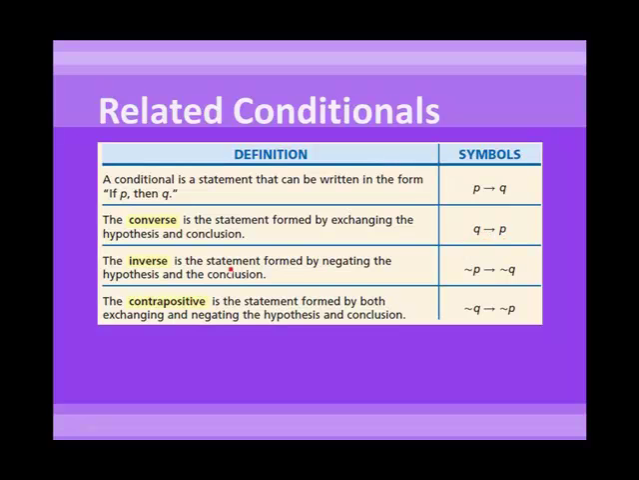The inverse is a statement formed by negating the hypothesis and the conclusion. So we're not moving anything around. P is still part of the hypothesis, Q is still part of the conclusion, but this symbol means if not P, then not Q. This little symbol means to negate it. And a contrapositive is a statement formed by exchanging and negating the hypothesis and conclusion. So a contrapositive is a mixture between the converse and the inverse. We switch P and Q and we negate them. So we're going to practice writing some of these.